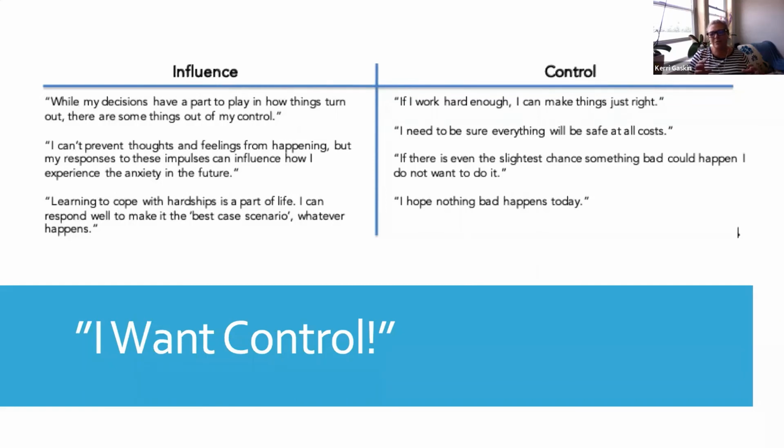As I said, complete control is impossible. You can manage the symptoms, which are likely to pop up from time to time. So if we look at the screen, you get an understanding of the difference. If you look at influence, my decisions have a part to play in how things turn out. There are some things out of my control versus control. If I work hard enough, I can make things right.